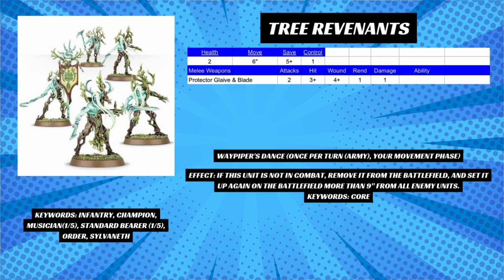What this means is you can only do it once per army. So if you've got multiple units of Tree Revenants, only one of these is doing it a turn. Now they've got their Protector Glaives, nothing too crazy to write home about. 3s to hit, 4s to wound, Rend 1, damage 1, they're okay. But really it is all about that objective capturing ability.